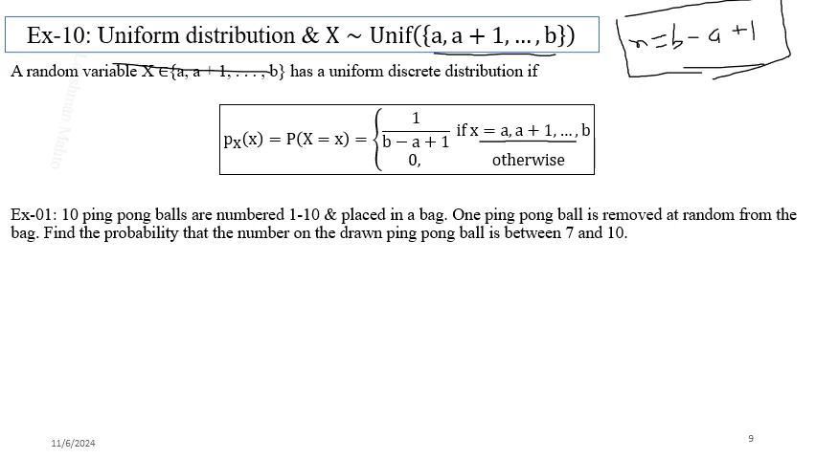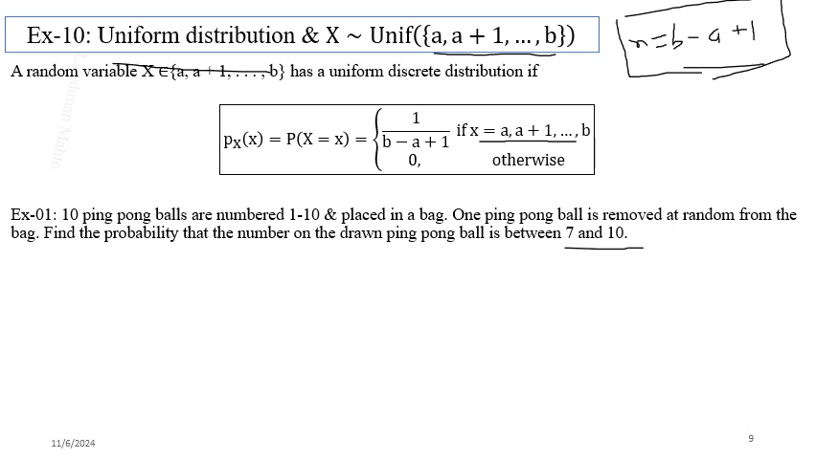So one ping pong ball is removed at random from the bag. Find the probability that the number on the drawn ping pong ball is between 7 and 10. What is the probability of x equal to 1? How many balls are there? 10 minus 1 plus 1, in total 10 balls, numbered 1 to 10. The probability of x equal to 1 is 1 by 10, and of x equal to 2 is 1 by 10. All are uniformly distributed, an equally likely situation.